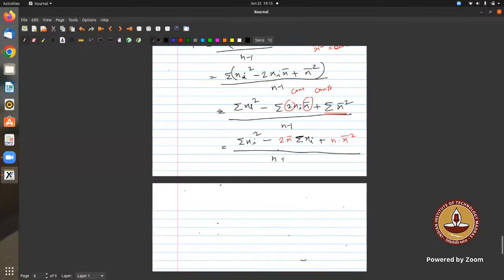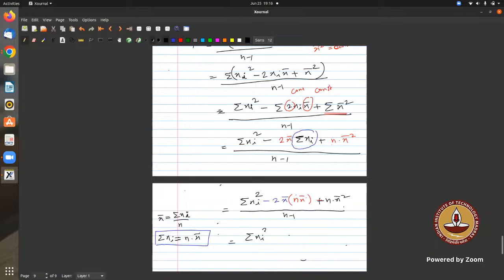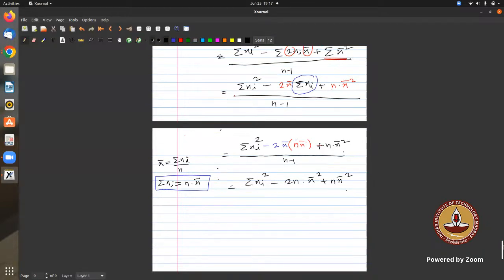It will become 2 x bar into n x bar, plus n into x bar square. Here again, this is the summation of xi square minus 2n x bar square. And in place of that, we can also use n x bar whole square.